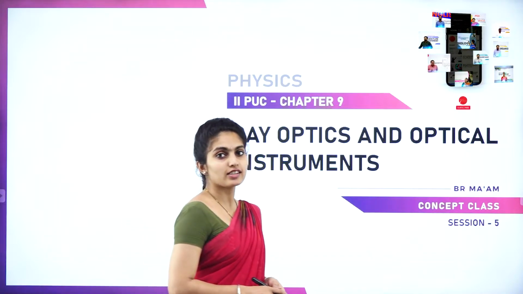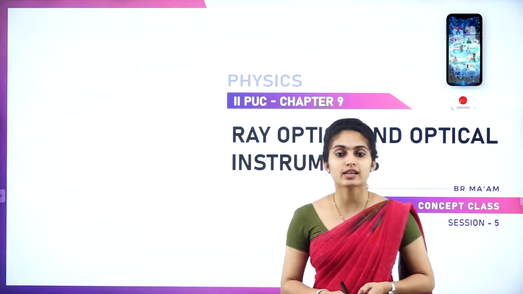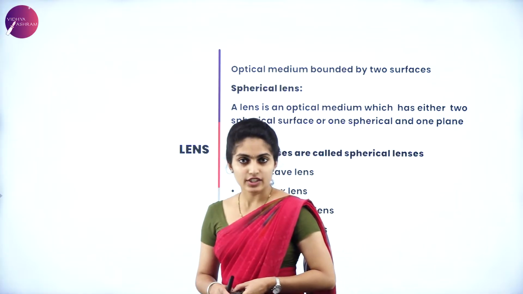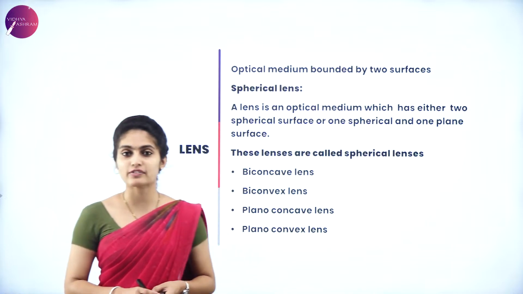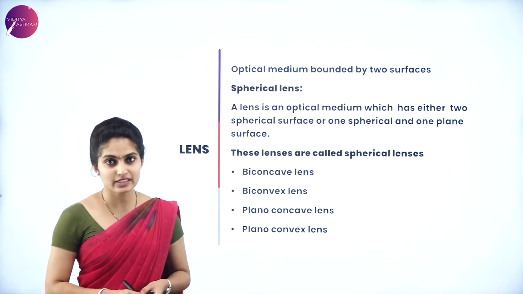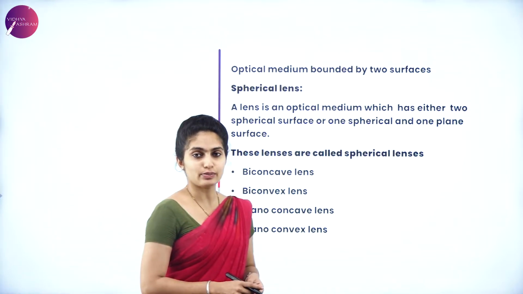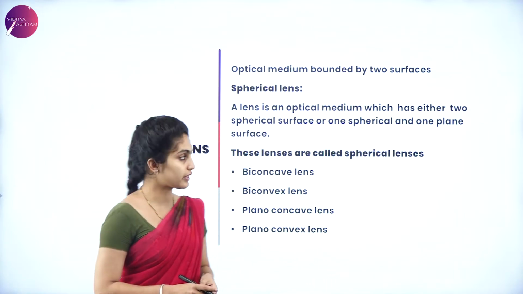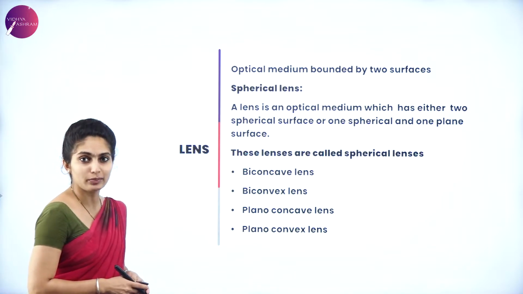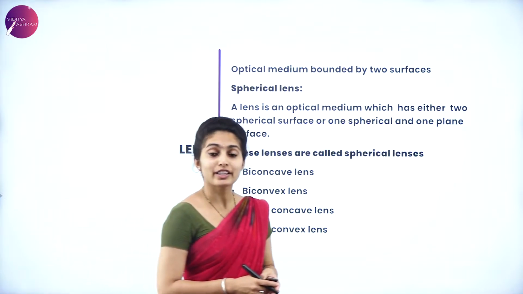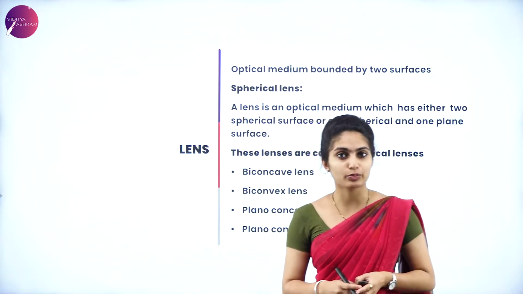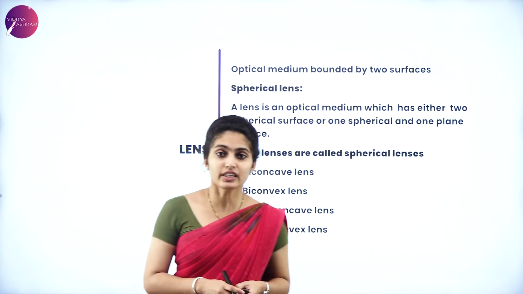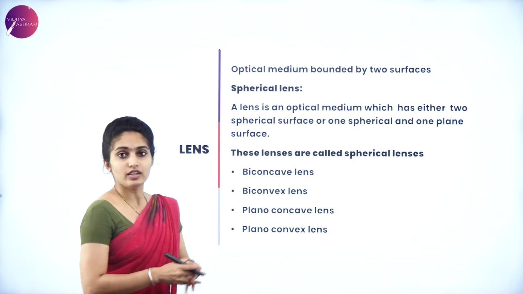So in today's class, we are just dealing with something called as lens. So what is meant by a lens? You have studied about mirror, you have studied about the glass, that is refracting surfaces and all. So lens means it is a part wherein you have two refracting surfaces. So here it is an optical medium which is bounded by two surfaces is said to be a lens. So it is called as a spherical lens, okay, which is of a spherical surface.